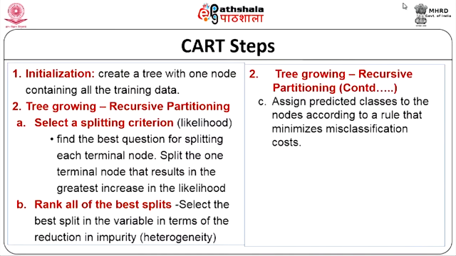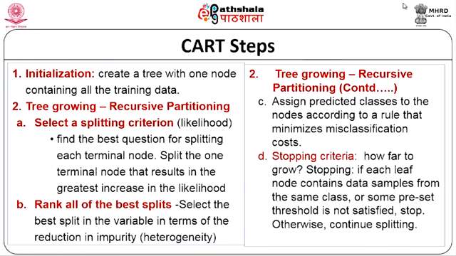Then you have tree growing. So, recursive partitioning is the continuation of that second step. And the next component of tree growing is to assign the predicted classes to the nodes according to the rule that minimizes misclassification costs. Now, we have brought in two terms. One is the increase in likelihood and the second term that we have brought in is misclassification cost. So, we want to minimize misclassification costs. According to that, you have to predict the classes.